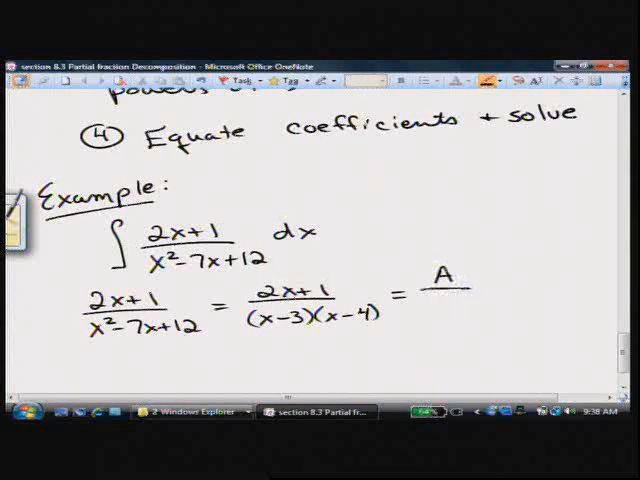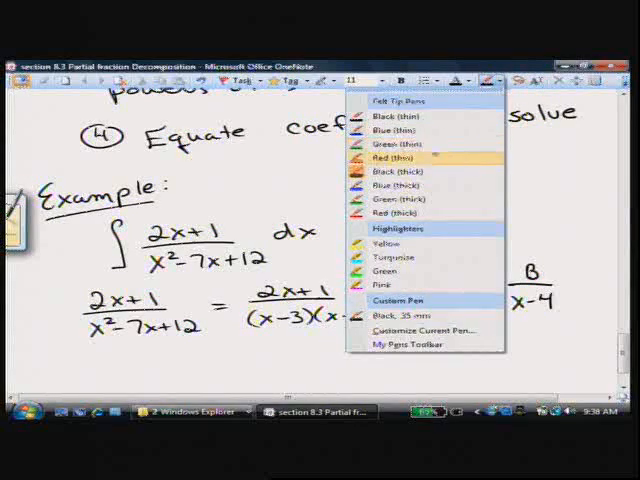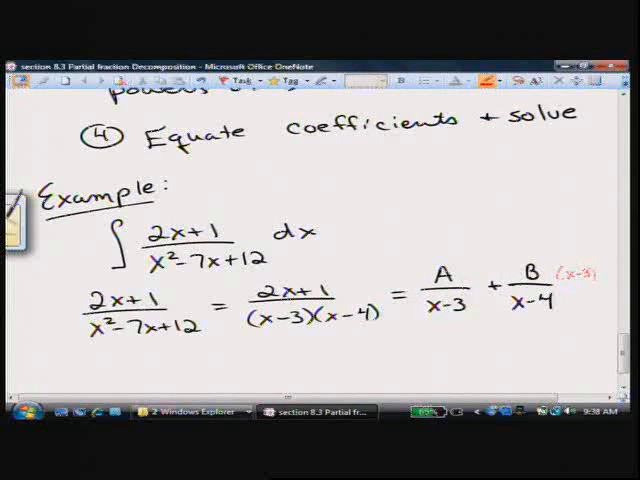So we can write this as A over x minus 3 plus, and in the notes up there I would have said you could have said A sub 1, but I'm going to say B over x minus 4. Once you have it in this form, imagine what you would do in algebra 2 to get a common denominator. You would multiply this one by x minus 3 over x minus 3, and this one by x minus 4 over x minus 4. Then your denominators would all be the same, so you could just equate your numerators.